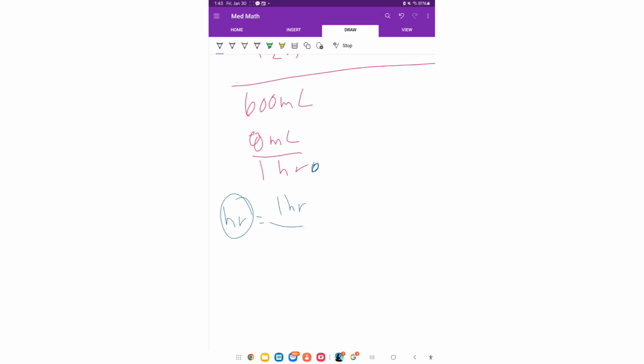So 1 hour here. This is our ratio, 80 milliliters. If you want to cross cancel milliliters, we can put that right here, 600. Okay, perfect. That crosses out. We have 600 divided by, oops, this is supposed to be 80. Okay, and the answer is 7.5 hours.